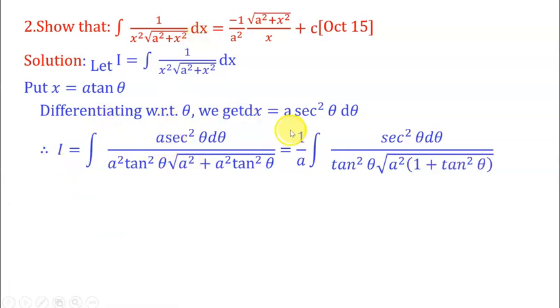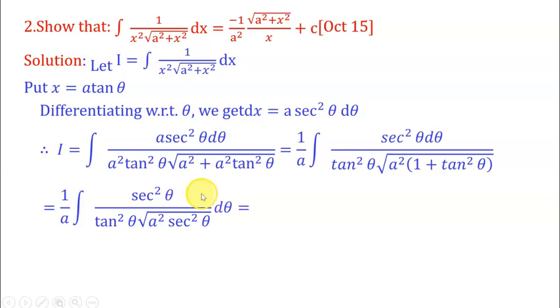The value of dx is a sec square theta d theta, and the value of x square is a square tan square theta, in root of a square plus a square tan square theta. Take a square as common. 1 plus tan square theta is sec square theta, and root of sec square is again sec theta. Now see the simplification here, 1 upon a sec square theta d theta.